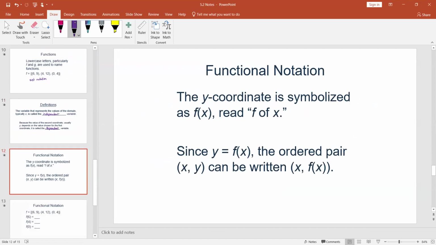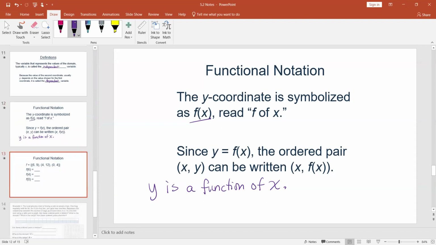So let's continue this on. Functional notation. The y coordinate is symbolized as f of x, and we read this as f of x. So since y equals f of x, the ordered pair x, y can also be written x, f of x. So again, this also means that y is a function of x. y is dependent on x.